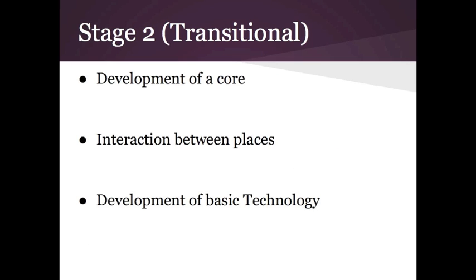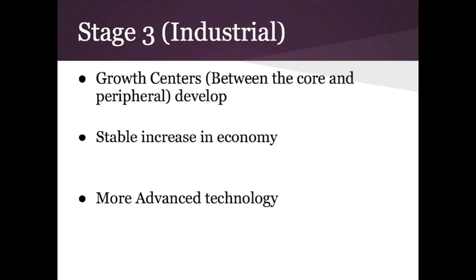The second stage is transitional. In this stage, a core begins to develop, which increases the interaction between the places. Basic technologies are developed in this stage. The third stage is industrial. In this stage, there's a core, but growth centers that are between the core and the periphery begin to appear. There is a stable increase in economy with more developed technology.